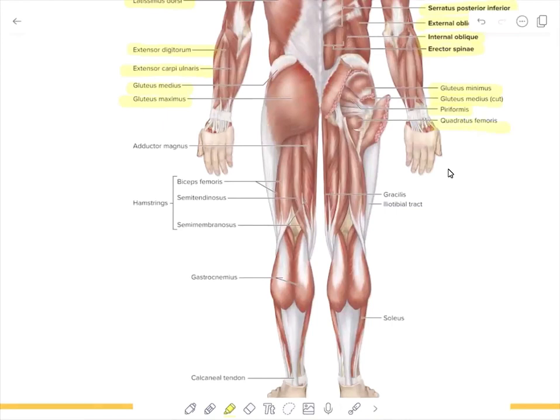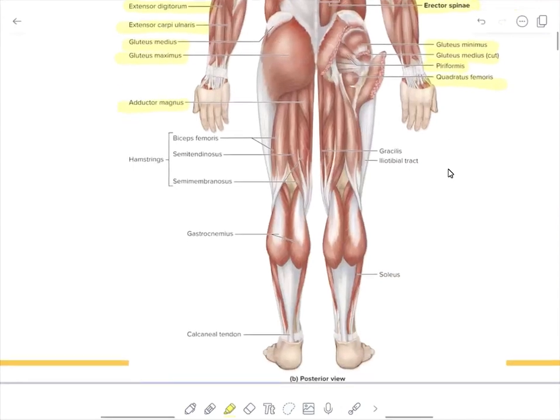piriformis, and quadratus femoris, which is different than the quadriceps group. This is quadratus, not quadriceps. There's the adductor magnus. So there's actually three muscles in the adductor group. There's the adductor magnus, adductor brevis, and adductor longus.